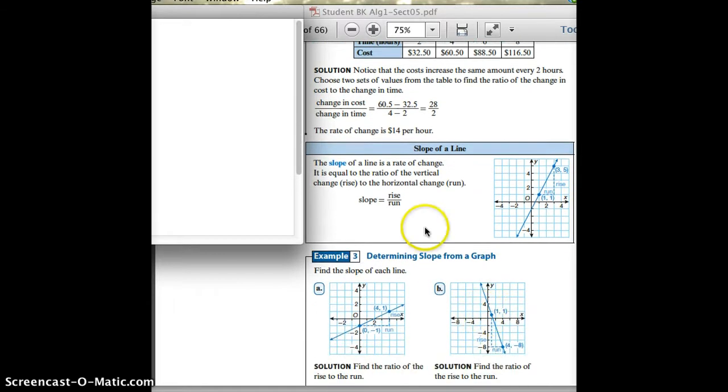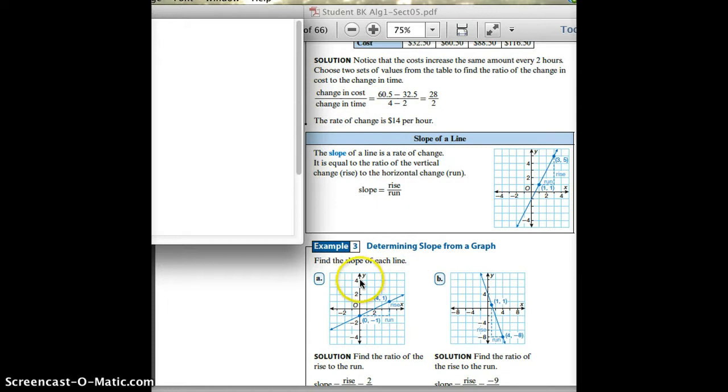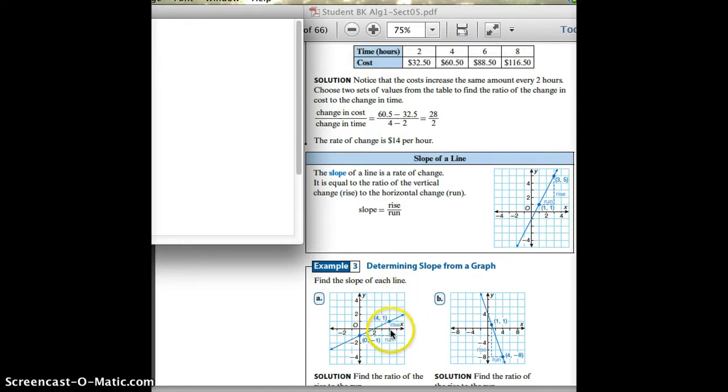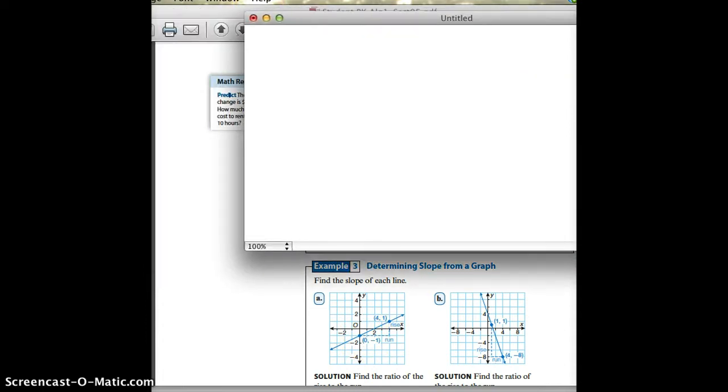Okay, so determining the slope from a graph. Find the slope of each line. Notice they've drawn the triangle for you, and there are 2 ways to do it. I usually teach the triangle to pre-algebra kids, but for you guys, you need to start being able to use the points. We'll do both here. The 2 points are 4, 1, and 0, negative 1. Let's use the formula first.